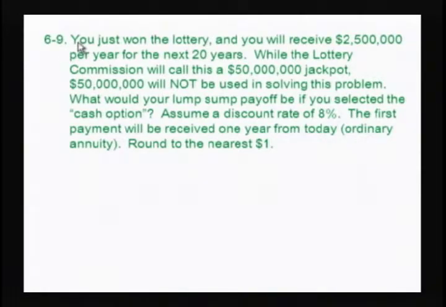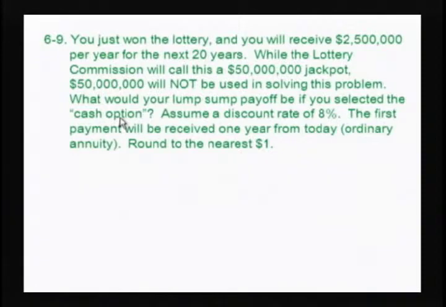Problem 6.9 says you just won the lottery and you will receive $2.5 million per year for the next 20 years. While the Lottery Commission will call this a $50 million jackpot because they simply take the $2.5 million per year and multiply by the 20 years, they will not give you $50 million, and you will not use $50 million to solve this problem. You will use the $2.5 million payments and the fact that there are 20 of those payments. So the question is, what would your lump sum payoff be if you selected the cash option?